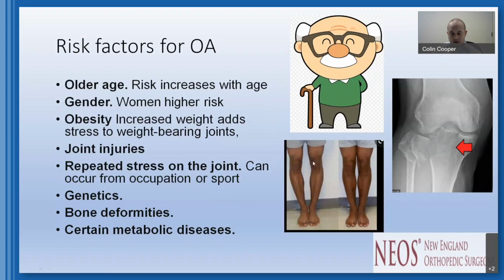You can see this patient has varus knee alignment, or knee bowing, versus more standard alignment on this other picture. So a patient with knee alignment like this is going to put more load on the inside portion of their knee, increasing the risk for medial compartment arthritis. Certain metabolic diseases can also increase your risk factor, but that's less common.